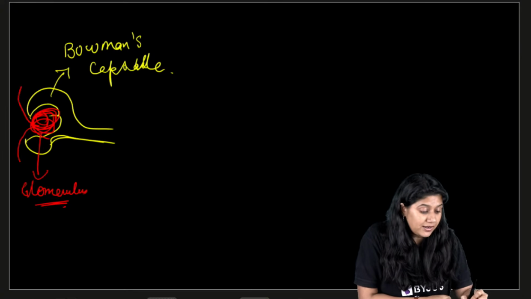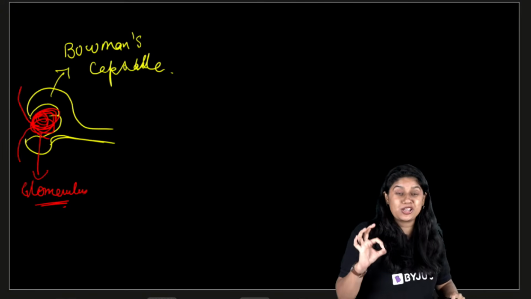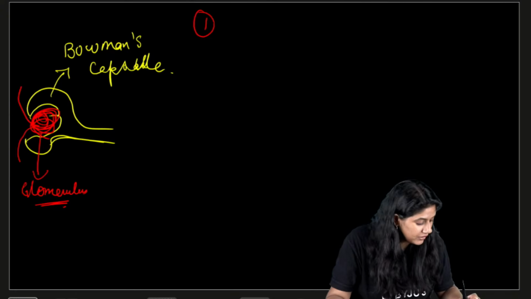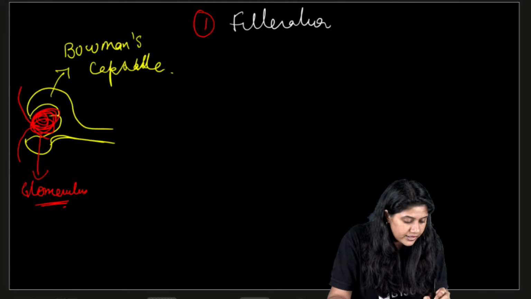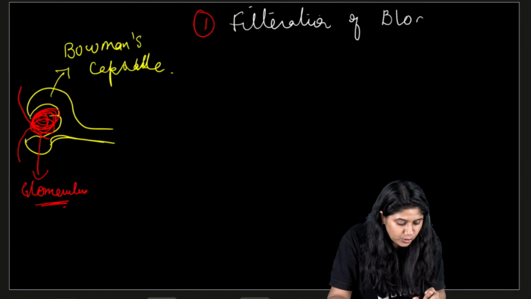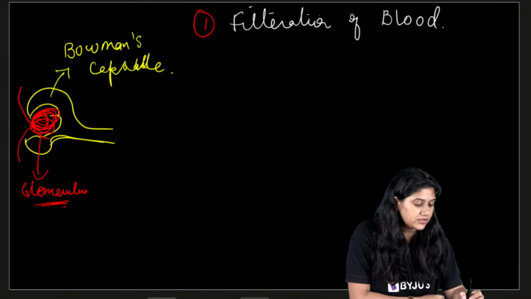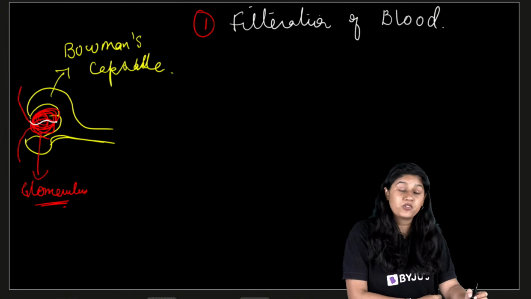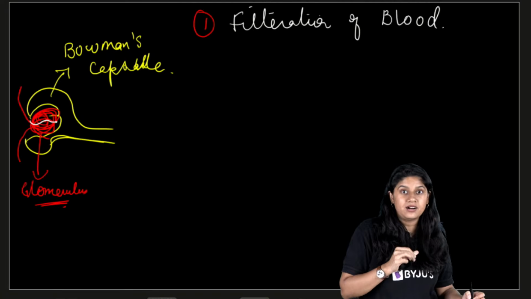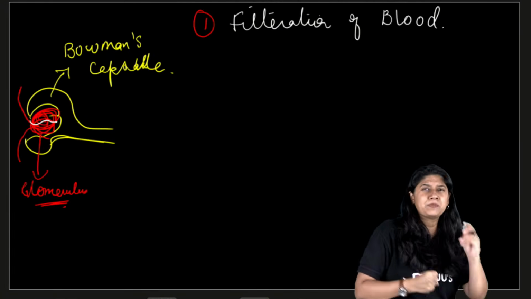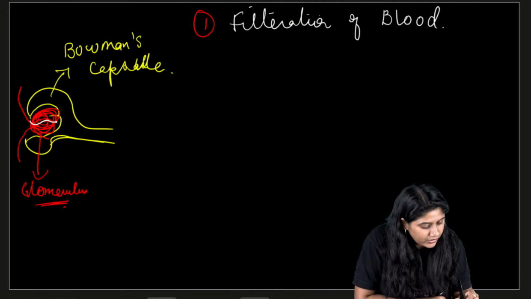Now what happens as the blood enters the glomerulus? Filtration happens. This is very, very crucial, everyone. The first step in the formation of urine is the filtration of blood. The bigger molecules like proteins will not be able to go inside, whereas the small molecules like glucose, sodium, amino acids, and some important compounds like salt will be crossing this.